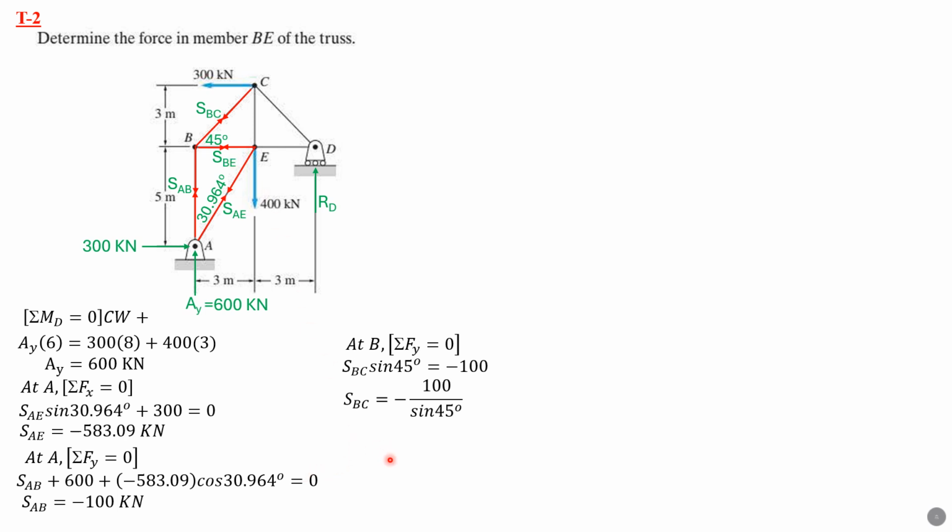Then finally, summation of forces x equals 0. SBC cosine 45, which is negative 100 over sine 45 times cosine 45, plus SBE equals 0. So that's the equation here. Since sine 45 and cosine 45 are equal, you can cancel that. Transpose negative 100 to the right. So SBE is 100. Positive, so it is in tension.